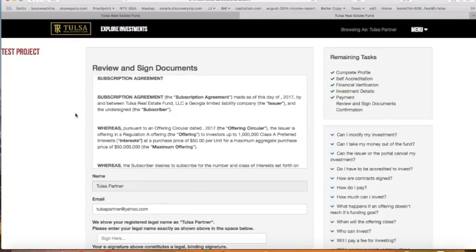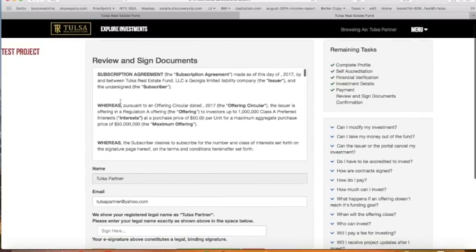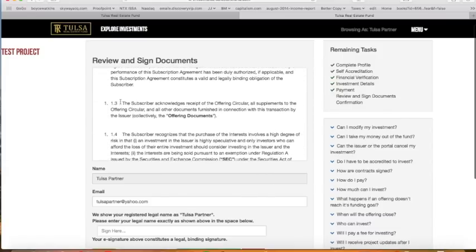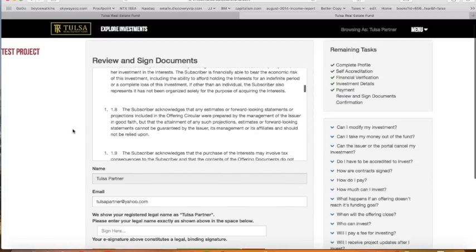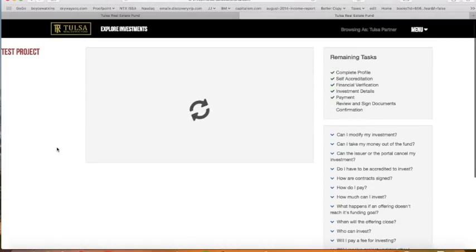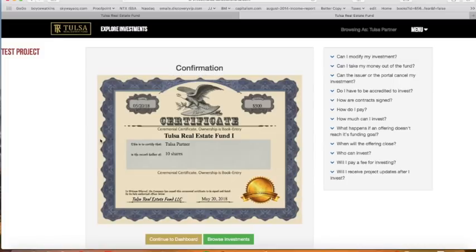So here's our subscription agreement that you can review and sign. Now this subscription agreement is also found on the SEC Edgar site. So if you go to Edgar and search Tulsa Real Estate Fund, you'll also see the subscription agreement as well as our offering circular. But review this thoroughly, read it. You can also download it, but sign here. It's an electronic signature. And this document will also pop up in your portal when you log back in, so definitely don't worry about having to lose it. And voila, here's your certificate.